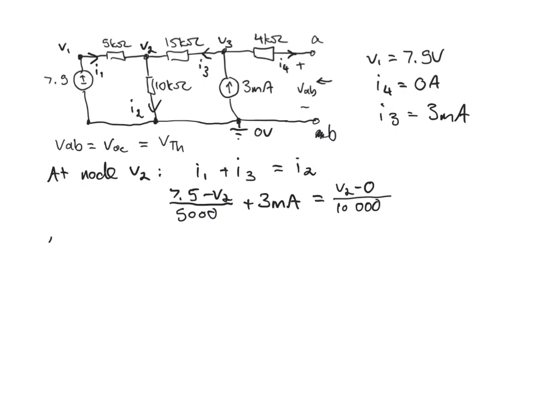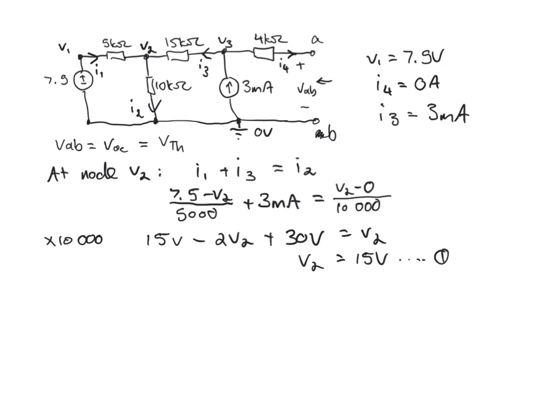So if we multiply this out by 10,000 ohms, so this is just maths now, then we get 15 volts minus 2V2 plus 30 volts, and that is equal to V2. And if you do the maths, it turns out that V2 is equal to 15 volts.